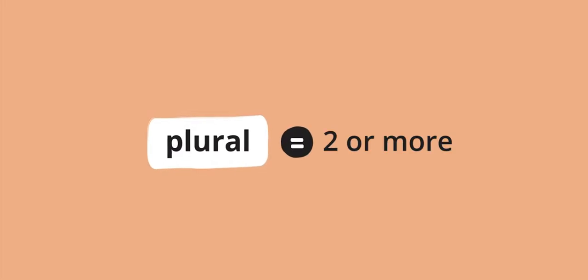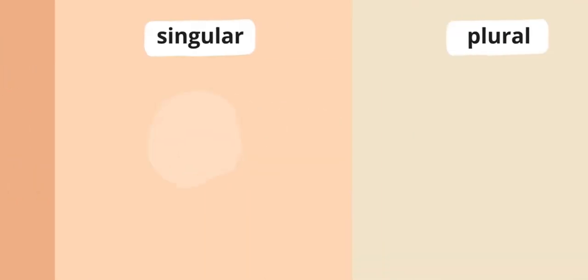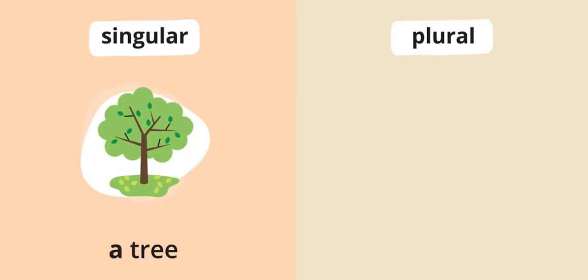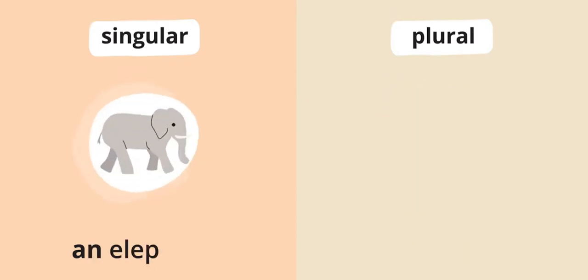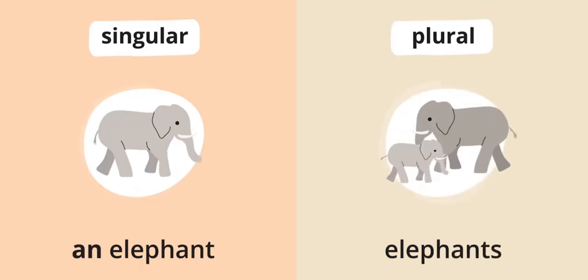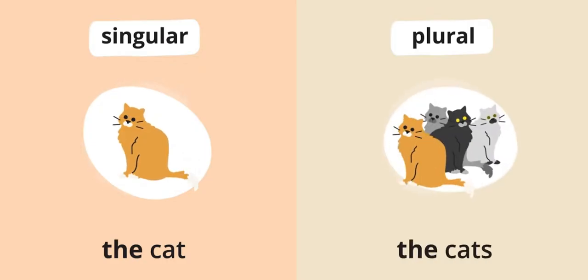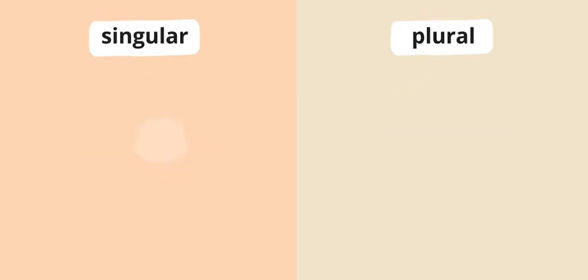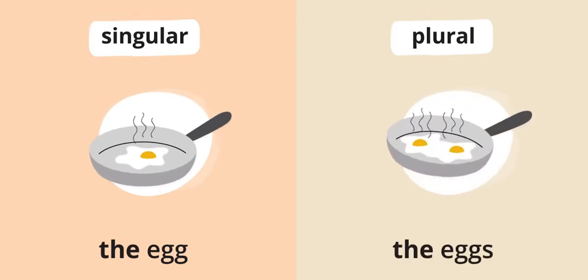Plural means two or more. We can use no article or the with a plural noun. For example, a tree, trees, an elephant, elephants, the cat, the cats, the egg, the eggs.